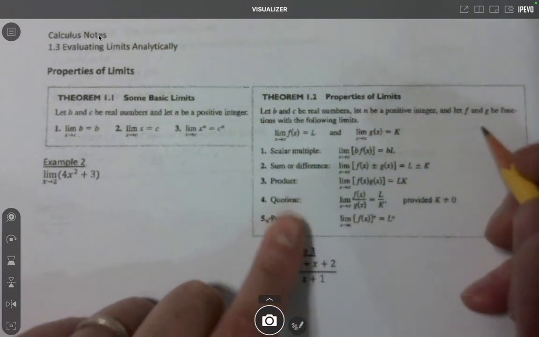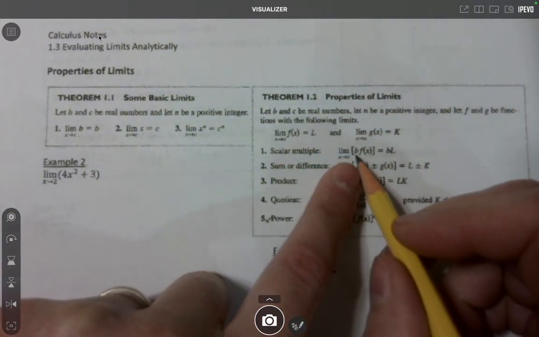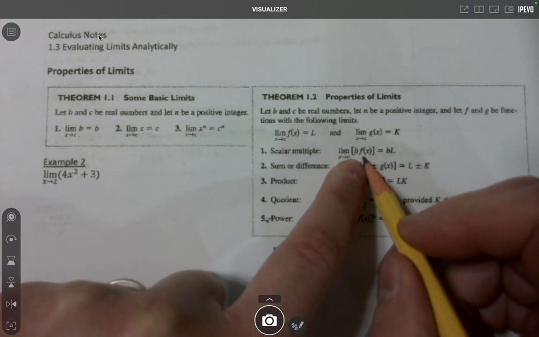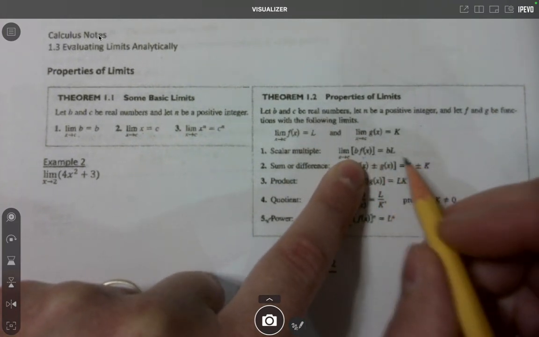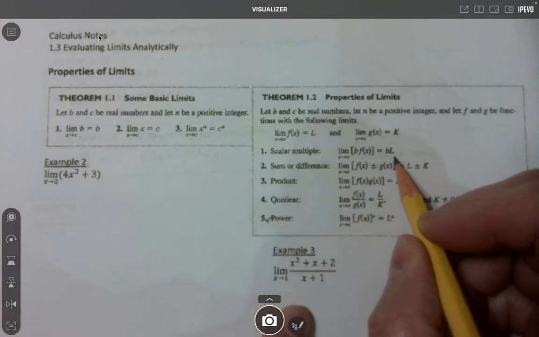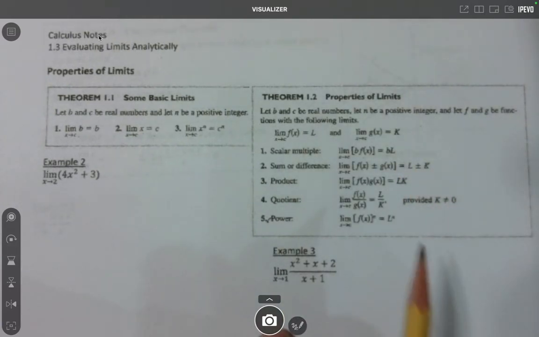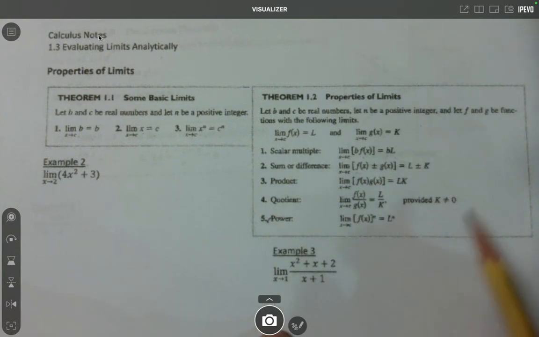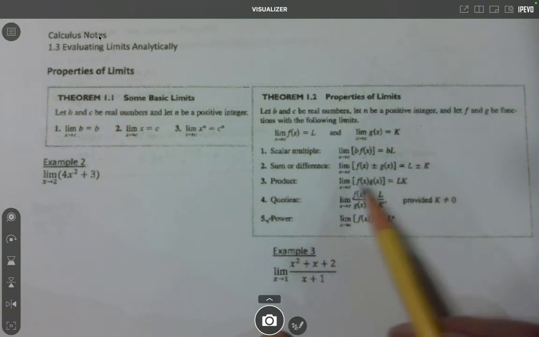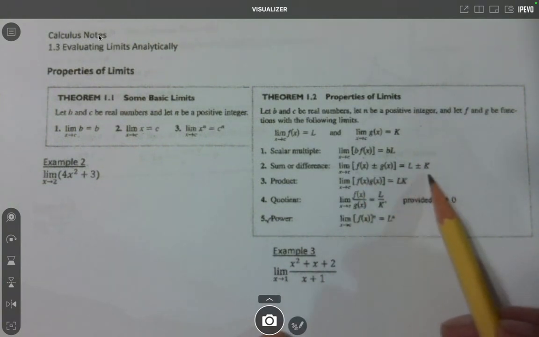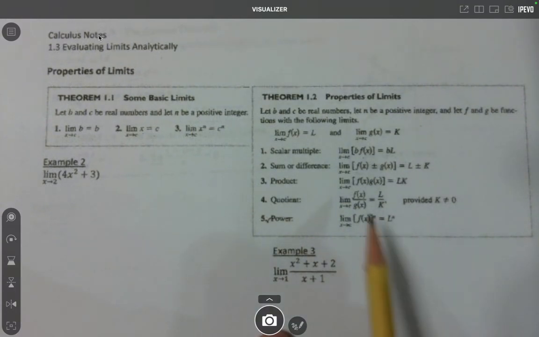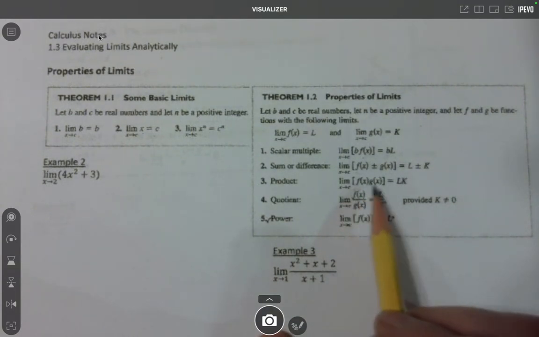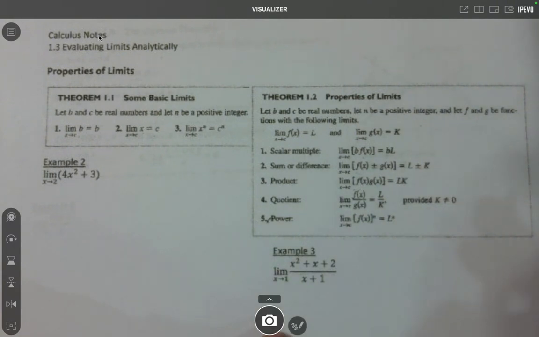I also have some properties over here. If I'm taking the limit of something and the function is being multiplied by a number, I can multiply that number by the actual limit of that function. We can take two different functions. When we're finding the limits, we can find them separately and just add or subtract. If the functions are being added or subtracted, we could add or subtract those limits. We can take functions that are multiplied together, take their limits and multiply those.